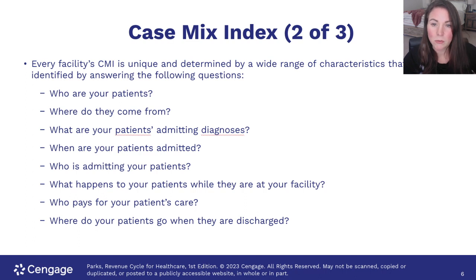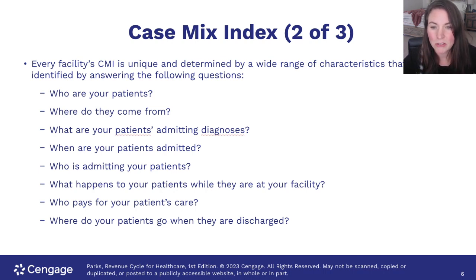What happens to your patients while they're at your facility shows what procedures and services are being done most frequently. So it'll identify like the top surgical DRGs and APCs, right? We all remember what DRGs and APCs are, right? Who pays for your patient's care? So this shows the payer distribution. Is it mostly commercial insurance or self-pay, public insurance? If they're getting paid mostly by one type of insurance, they can focus on negotiating that specific managed care contract. So they're getting higher payments from their most used company, if that makes sense.